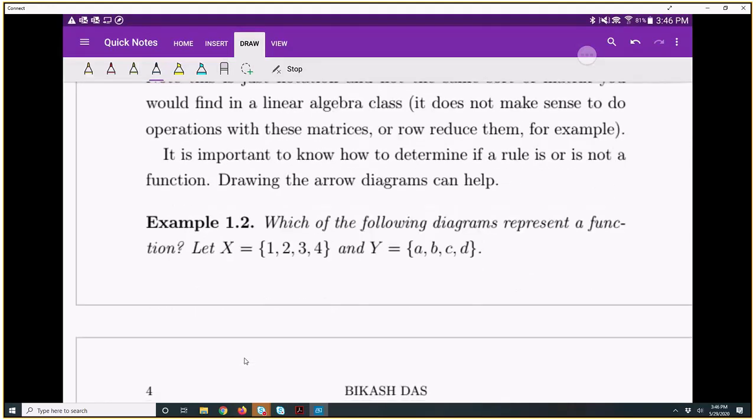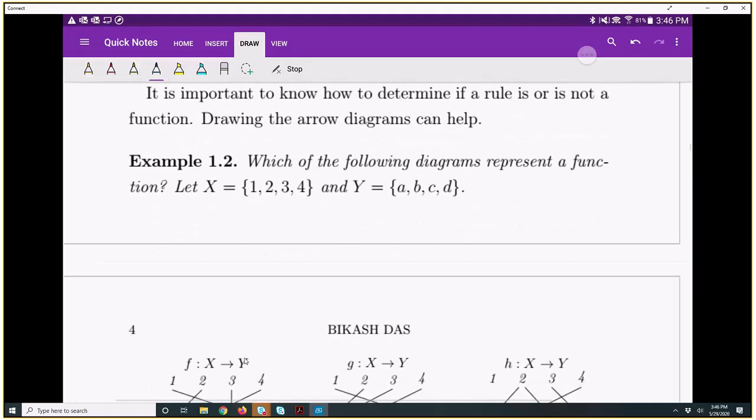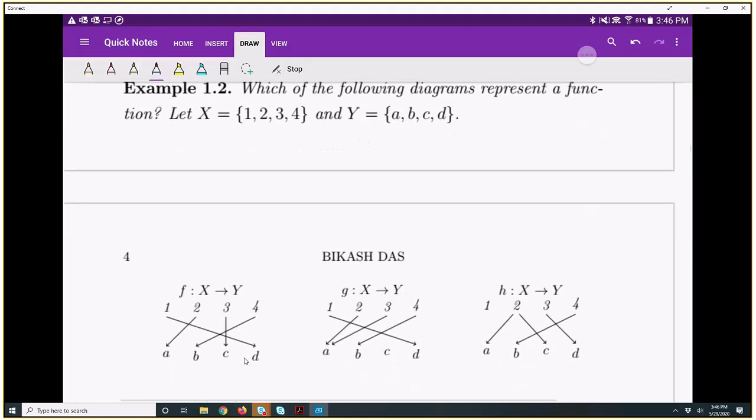It is important to know how to determine if a rule is or is not a function. Sometimes drawing these diagrams can help. So for example, we have a question here: which of the following diagrams represent a function? Let's take X to be the set 1, 2, 3, 4 and Y to be the set A, B, C, D. So you can see here your domain is across the top, 1, 2, 3, 4. Your codomain is across the bottom, A, B, C, D. And we need to determine which is a valid function and which isn't.